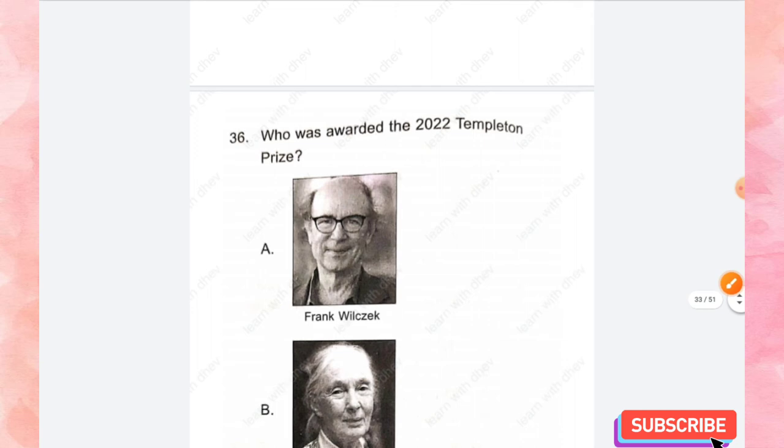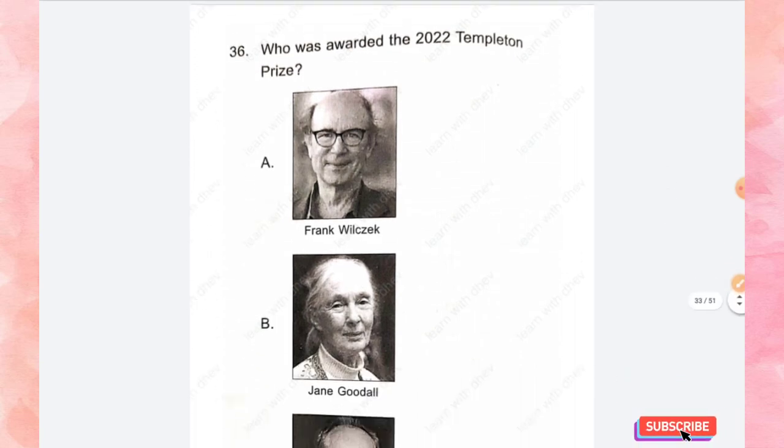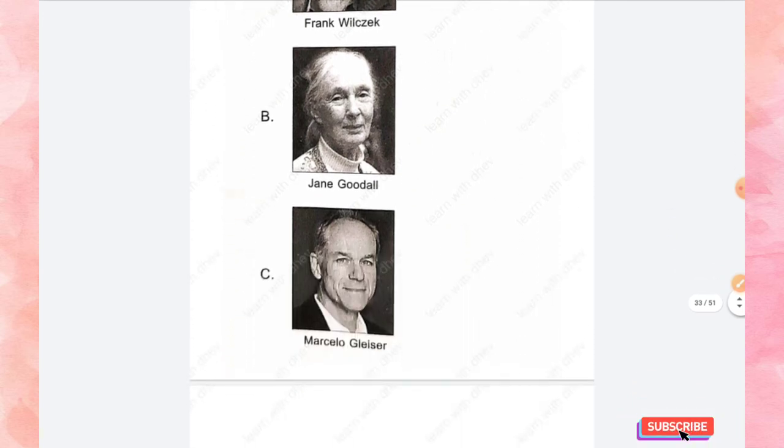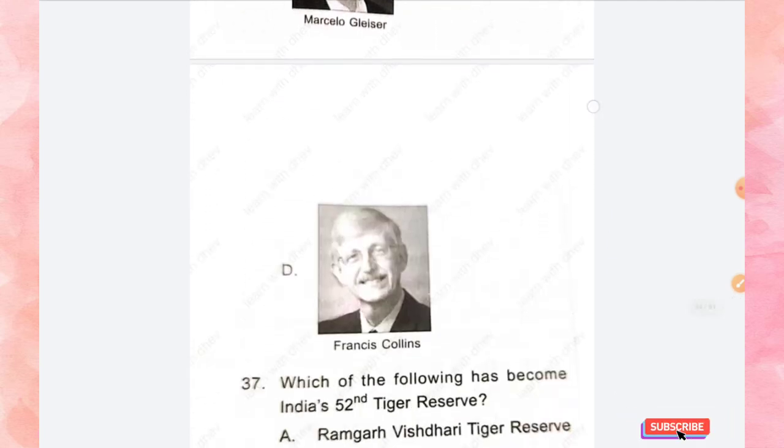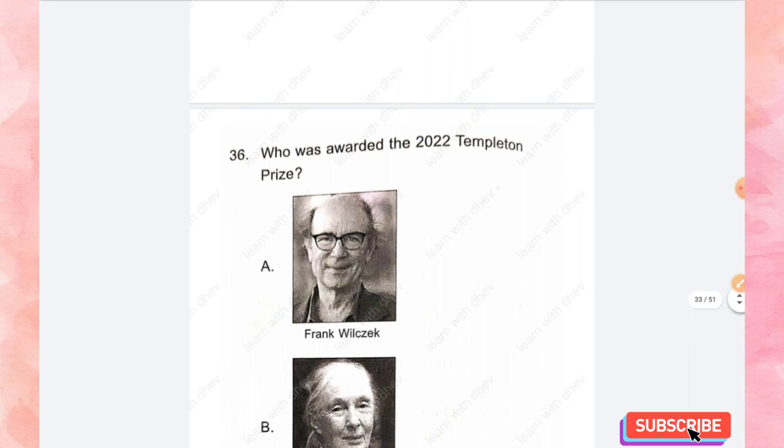Question number 36. Who was awarded the 2022 Templeton Prize? Option A, Frank Wilczek. Option B, Jane Goodall. And option C is Marcelo Gleiser. Then option D is Francis Collins. The right answer is option A, Frank Wilczek.